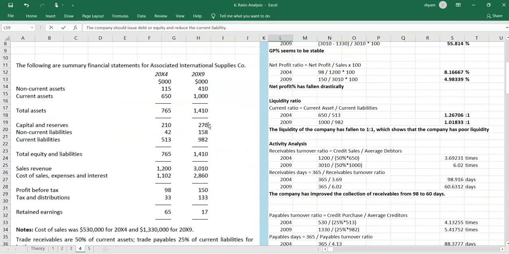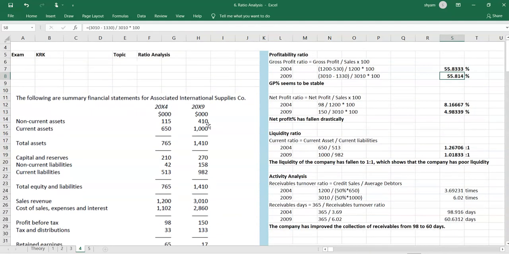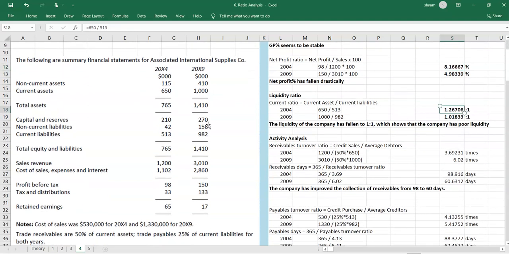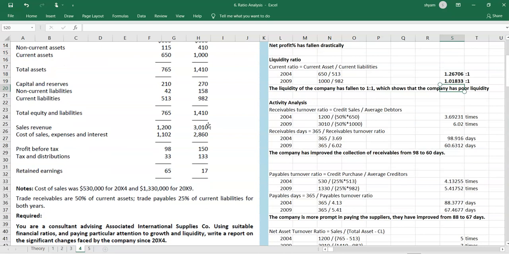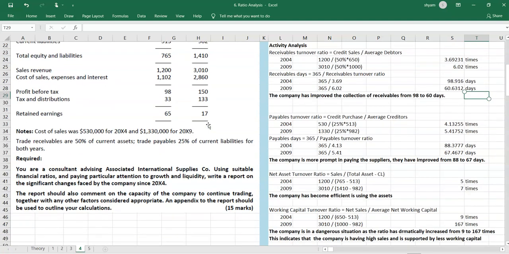So once more we will review the situation. The gross profit seems to be great. The net profit is the problem, it has fallen. The current ratio has fallen, so we have also indicated that the current liability is the culprit. In terms of activity, that seems to be really good. The collection period has fallen from 98 to 60 days, so they are promptly collecting the amount.